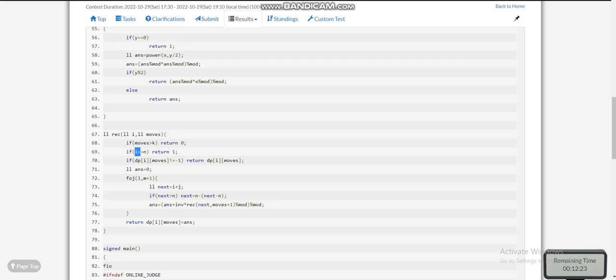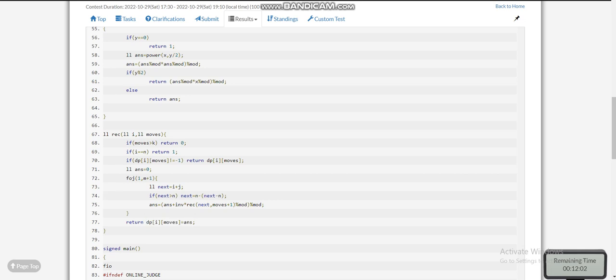Now if i equals n, we are at the final square, we'll just return 1. Now this is the quite straightforward DP case. We do this in every recursive DP solution. So we just return dp i moves. So now answer equals 0. Answer is nothing but dp i moves. We are just storing dp i moves equal to answer at the last step.